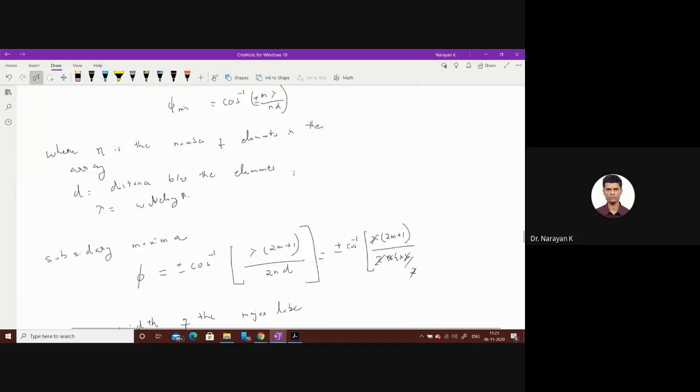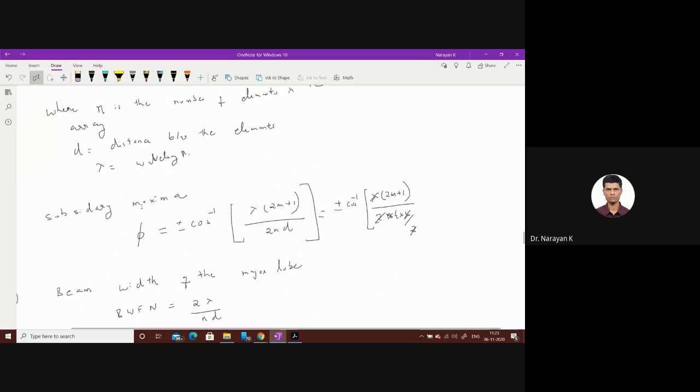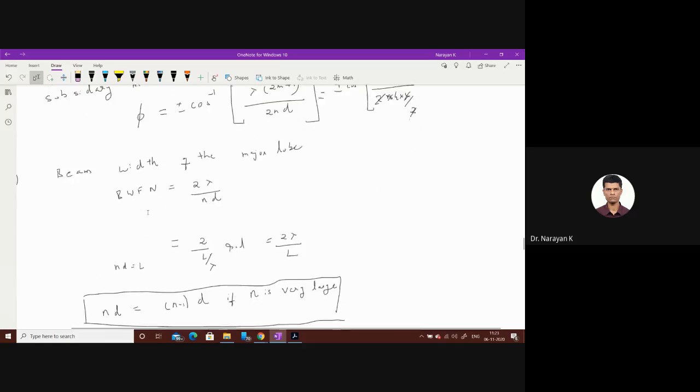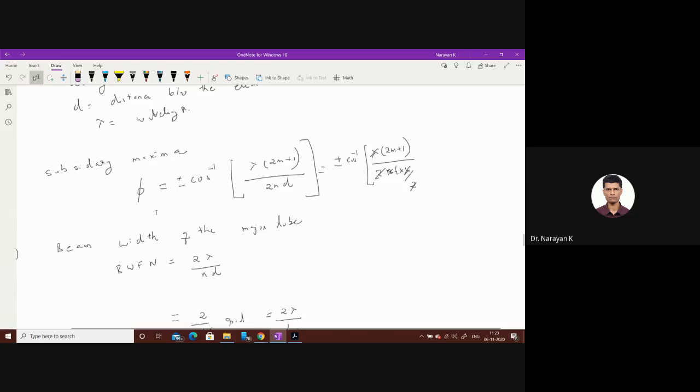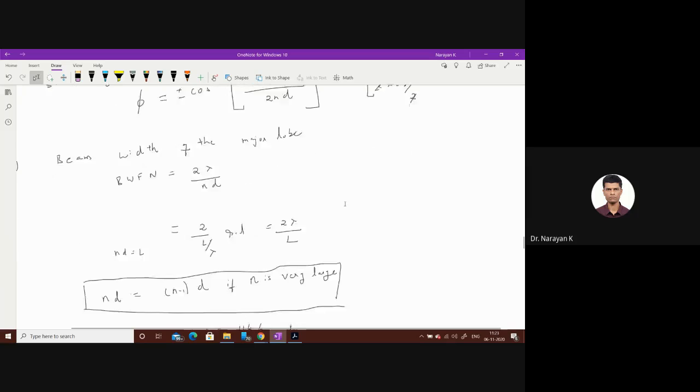Now this is your subsidiary maxima. Maximum you can find like this. Subsidiary maxima or minimum, whatever you call. Why have I not used this here?